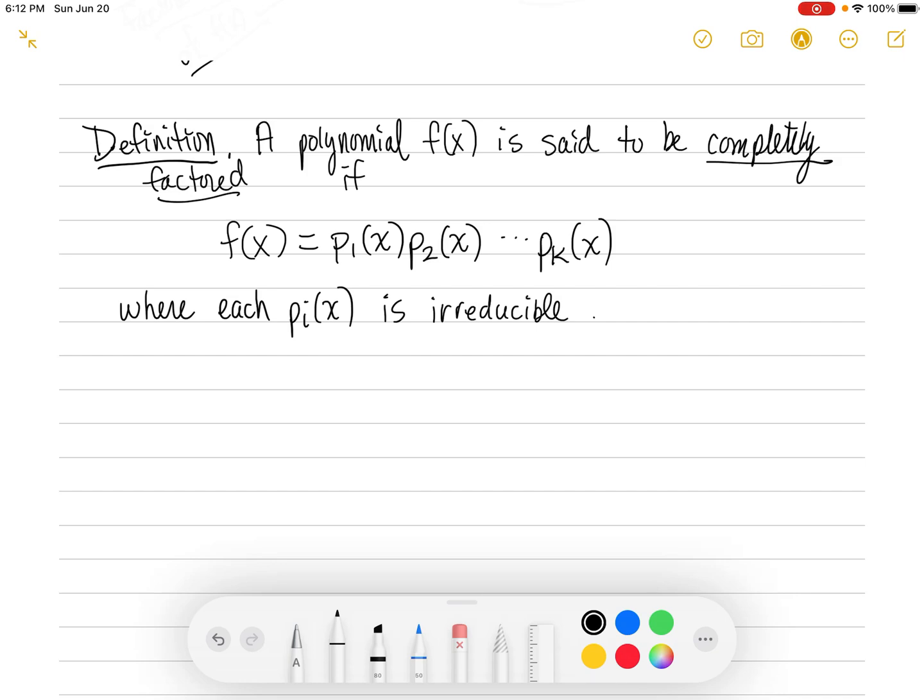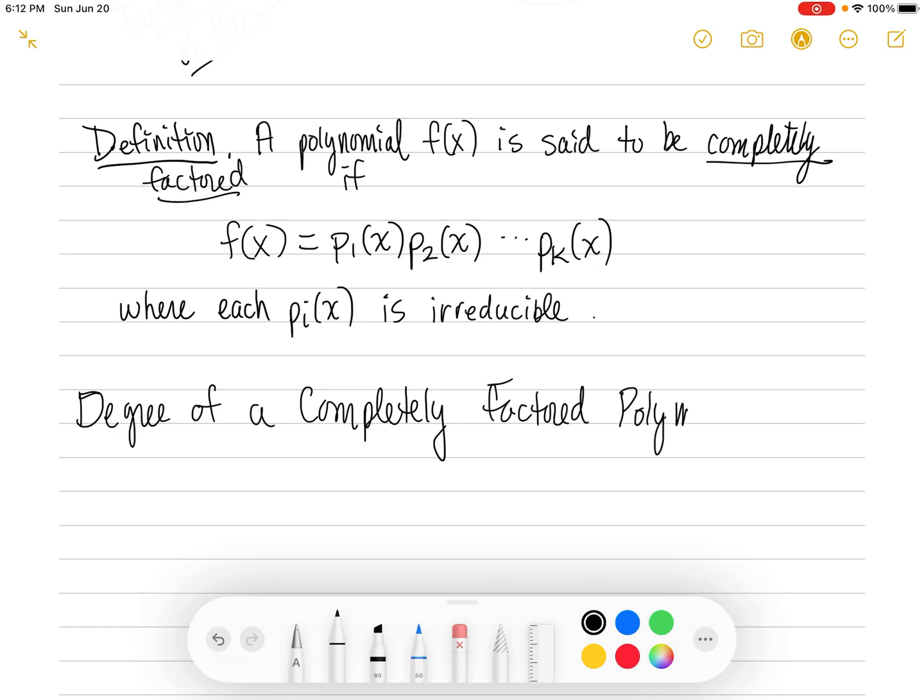So we want to think about something. How do you find the degree of a completely factored polynomial? So here's, this is not a definition. This is, I guess, a theorem about the degree of a completely factored polynomial.